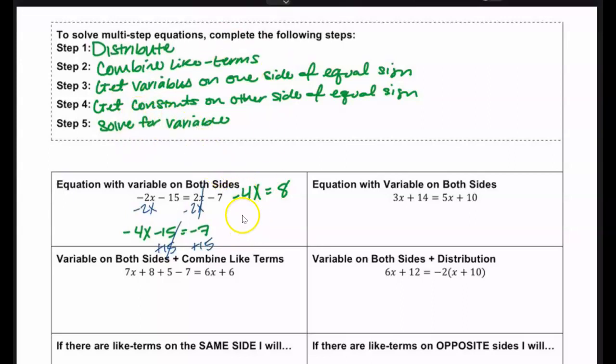Negative 4x, that coefficient, negative 4, is being multiplied to the x. So instead of adding 4x to both sides, I'm going to divide by negative 4. And your last step is usually going to be dividing. I say usually, it is not always. So x is negative 2, which makes sense. Negative 4 times negative 2 will give you positive 8, since negative times negative is positive.